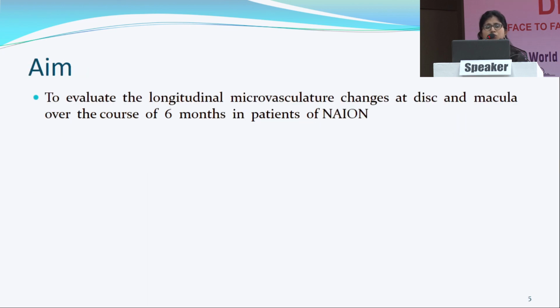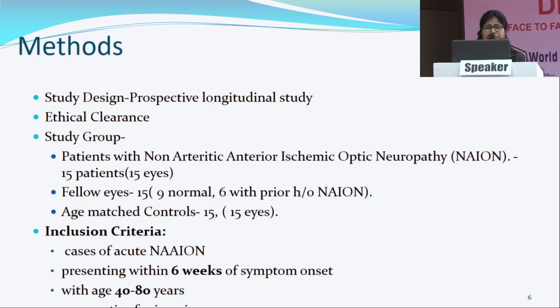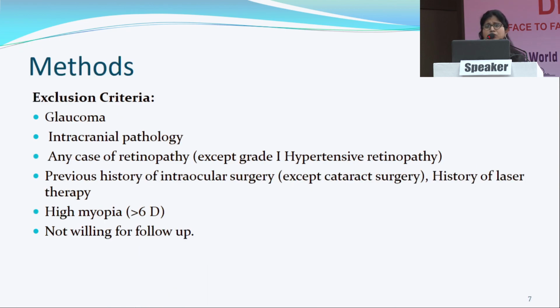So, with the aim to evaluate the longitudinal microvascular changes at the disc and macula over the course of 6 months in patients of NAIN, this was a prospective longitudinal study where, after taking ethical clearance from the Institute Ethics Committee, 15 patients of NAIN were included along with 15 age-matched control eyes. The inclusion criterion was within 6 weeks from the onset of symptoms. We excluded all those conditions which may affect the retinal vasculature directly or indirectly.